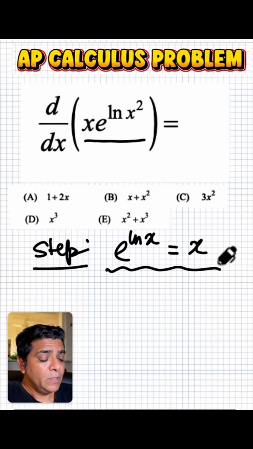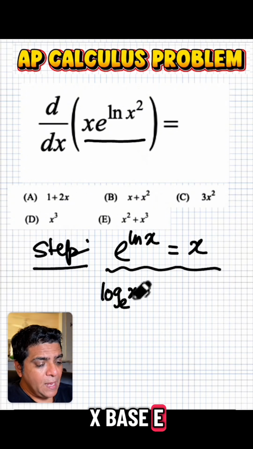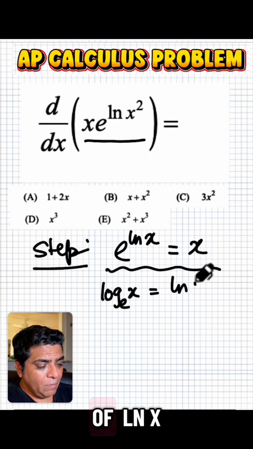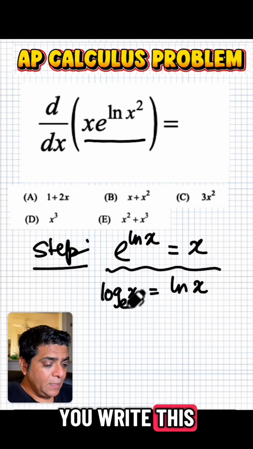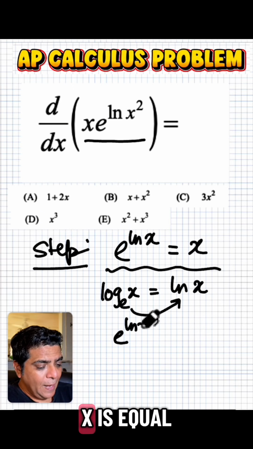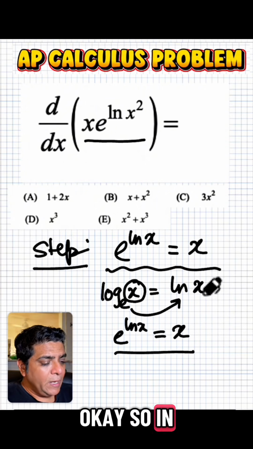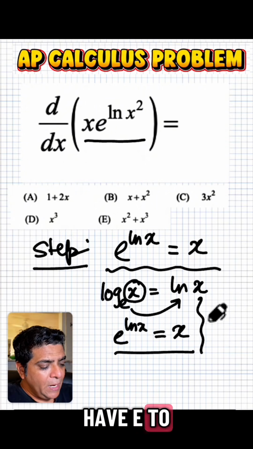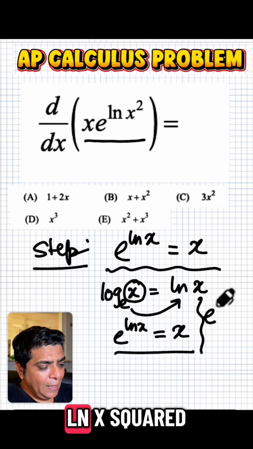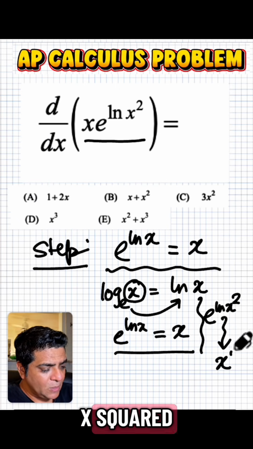Also, another way to look at it is log x base e is the definition of ln of x. And then if you write this in terms of an exponent, then e to the power of ln x is equal to this x. Okay, so in our case we have e to the power of ln x squared. So all of this is going to equal x squared.